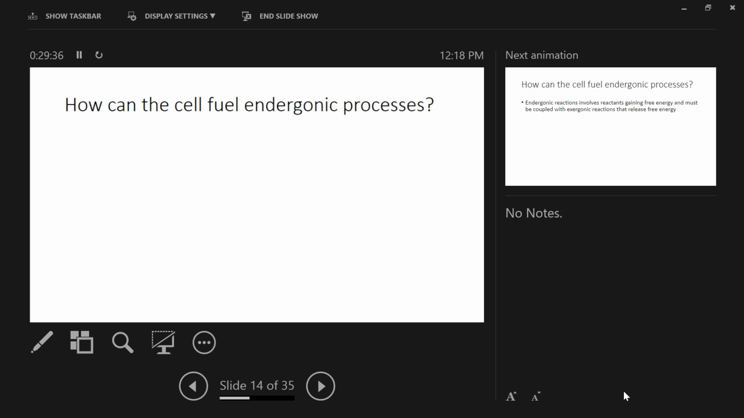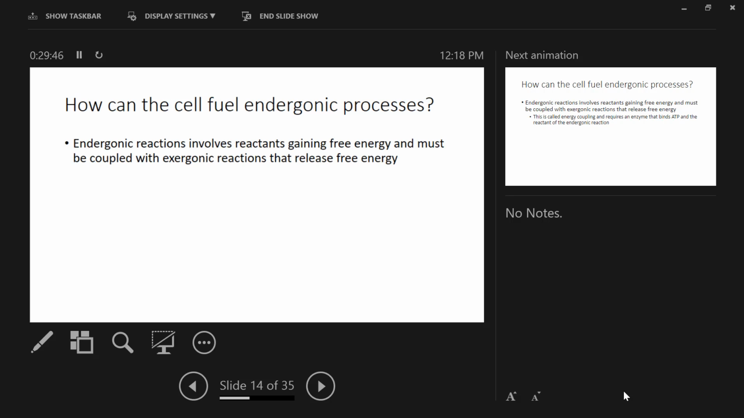Now, sometimes it's used to create torsional strain to break other bonds. Okay, but we'll get to that in a minute. So how can the cell fuel endergonic processes? First of all, an endergonic process is anything in which the reactants actually gain free energy. So the products have higher free energy than the reactants do. And all of these processes have to be coupled with an exergonic one, in which the products have less free energy than the reactants.